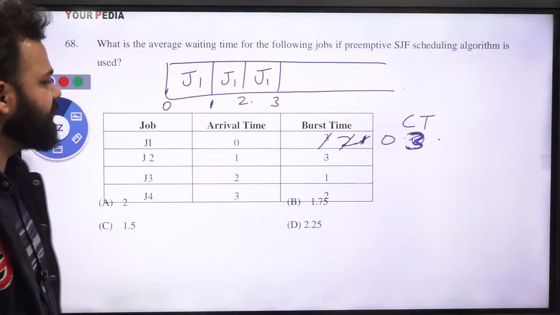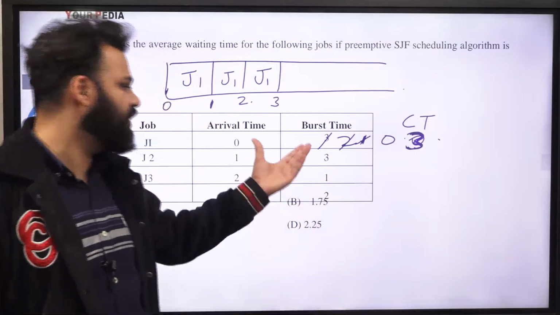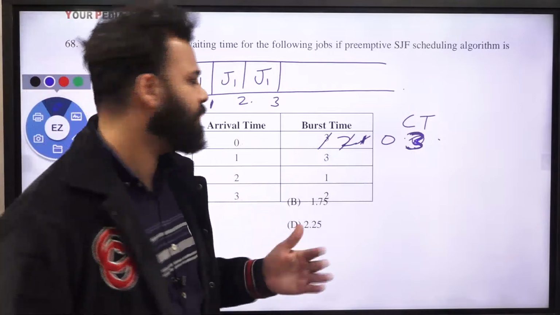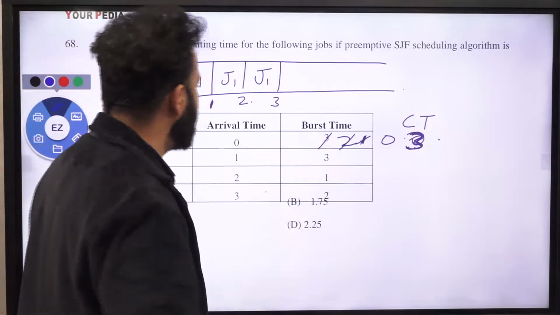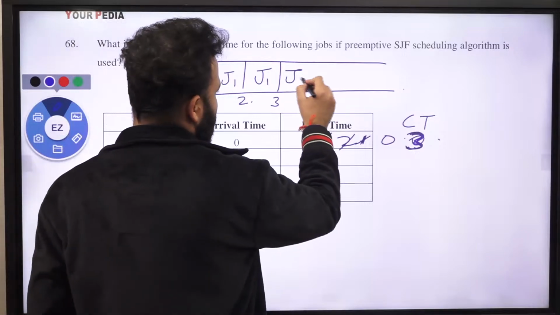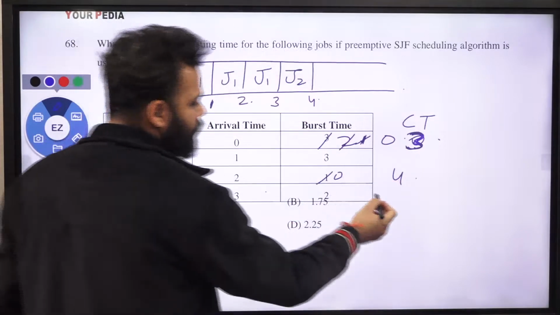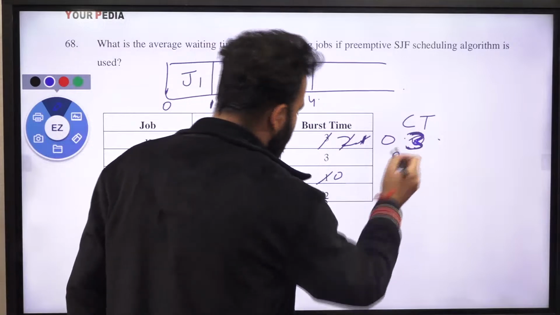After that, all the processes are in the system. Now there is no need to preempt, because whichever process is present in the system with the lowest burst time, just give the CPU to that process. So we will give 1 second to J2. It will be completed at 4. 4 to 6, it will be completed at 6, and the last will be completed at 9.